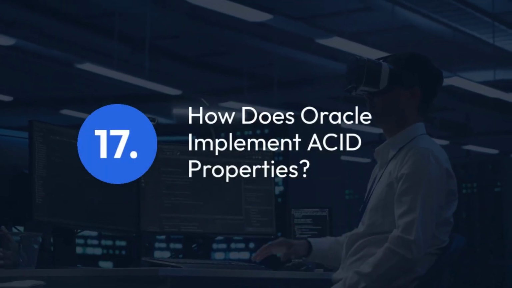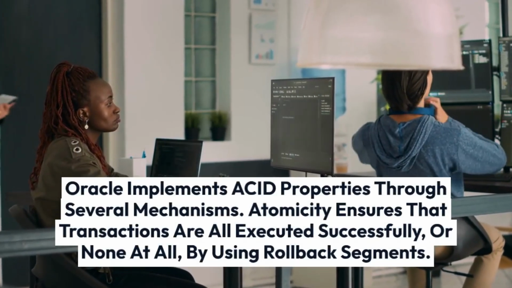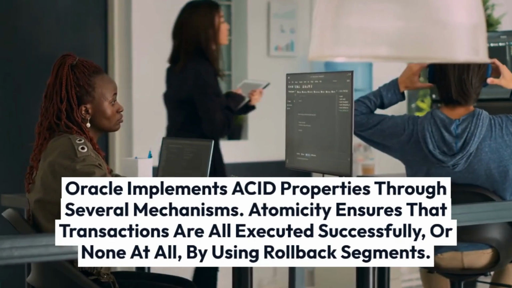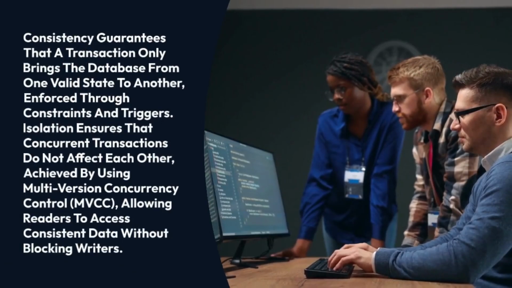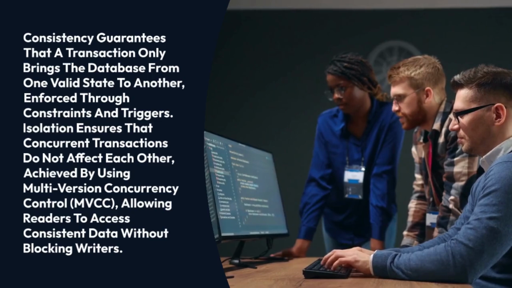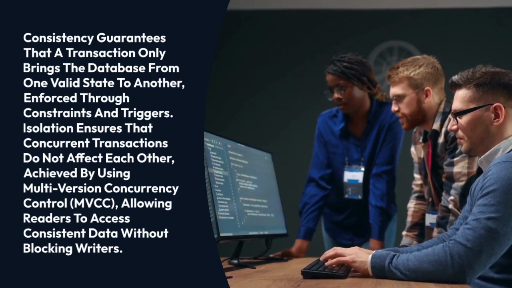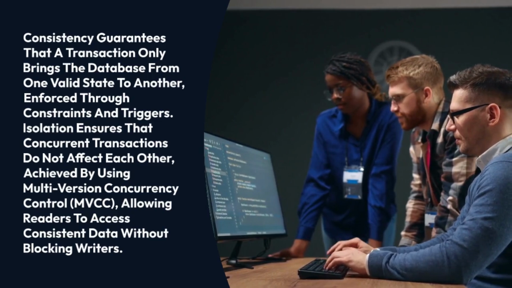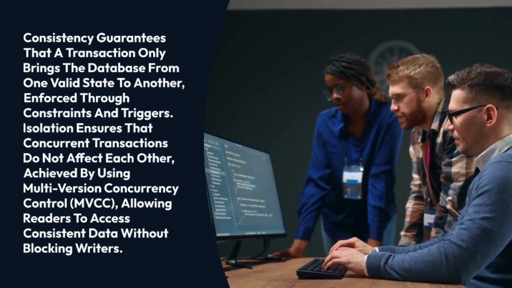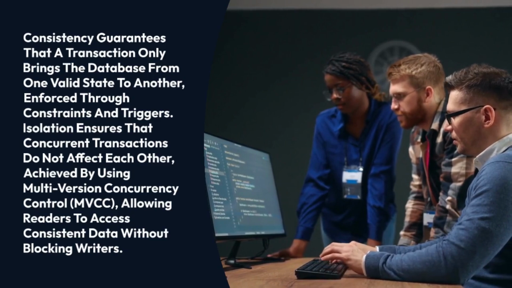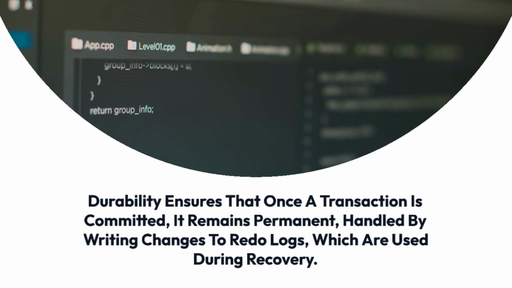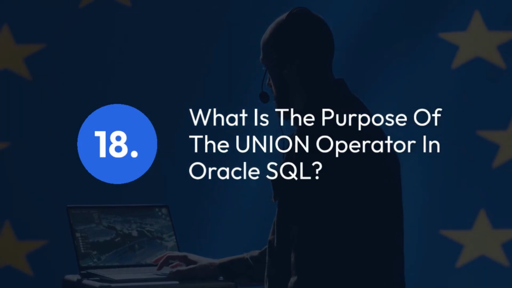17. How does Oracle implement ACID properties? Oracle implements ACID properties through several mechanisms. Atomicity ensures that transactions are all executed successfully, or none at all, by using rollback segments. Consistency guarantees that a transaction only brings the database from one valid state to another, enforced through constraints and triggers. Isolation ensures that concurrent transactions do not affect each other, achieved by using multi-version concurrency control, MVCC, allowing readers to access consistent data without blocking writers. Durability ensures that once a transaction is committed, it remains permanent, handled by writing changes to redo logs, which are used during recovery. 18. What is the purpose of the union operator in Oracle SQL?